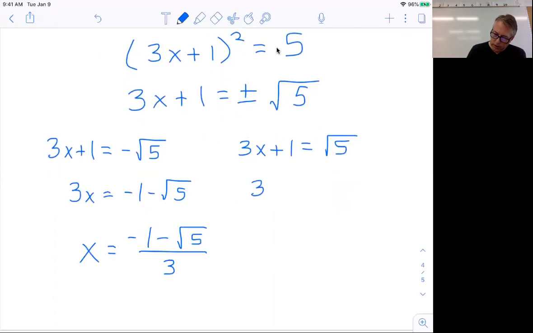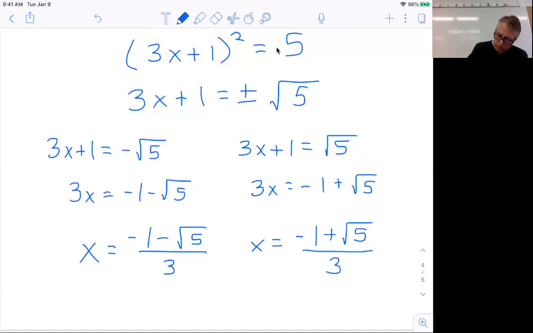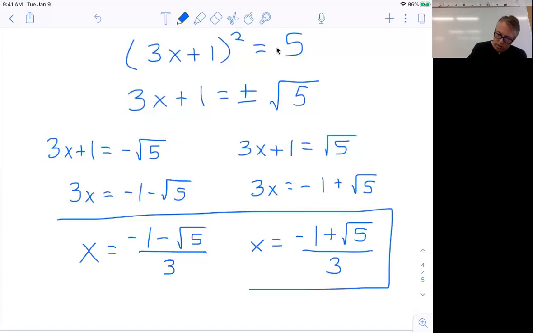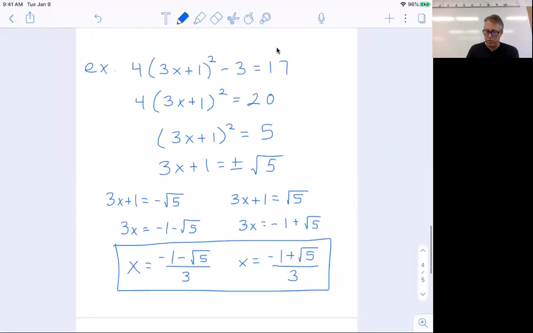And same thing over here. I'll move the 1 over. So I'm going to write negative 1 plus root 5. And you can write those in any order, by the way. The radical is typically written second, but it doesn't have to be. And so our other answer would be negative 1 plus root 5 over 3. There are our two solutions.